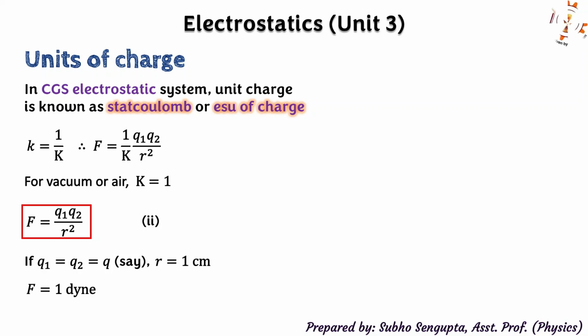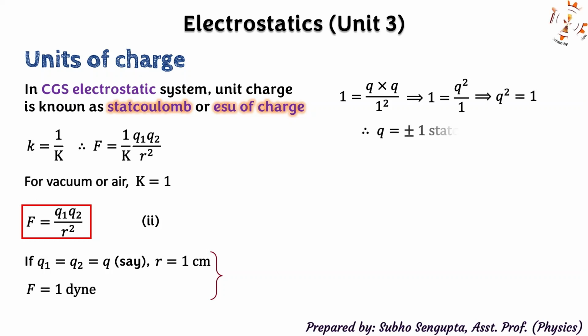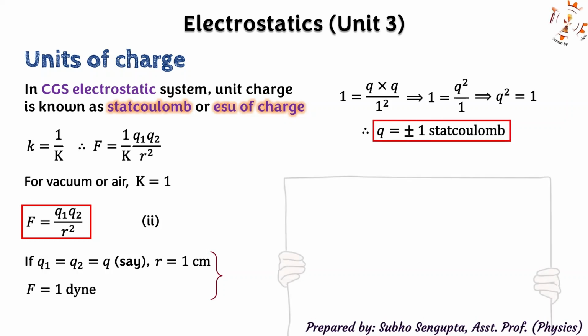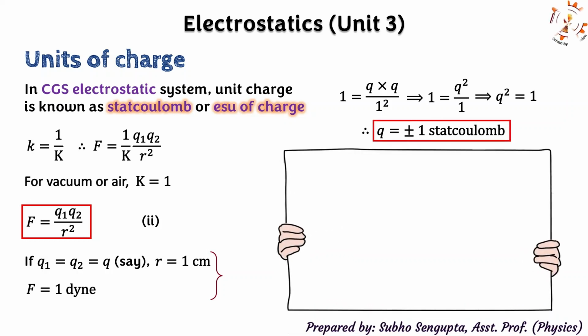If you put all these values in equation 2, you get 1 is equal to Q times Q upon 1 squared. This leads to Q squared is equal to 1. Hence, Q is equal to plus minus 1 stat Coulomb. So, I define 1 stat Coulomb as follows.